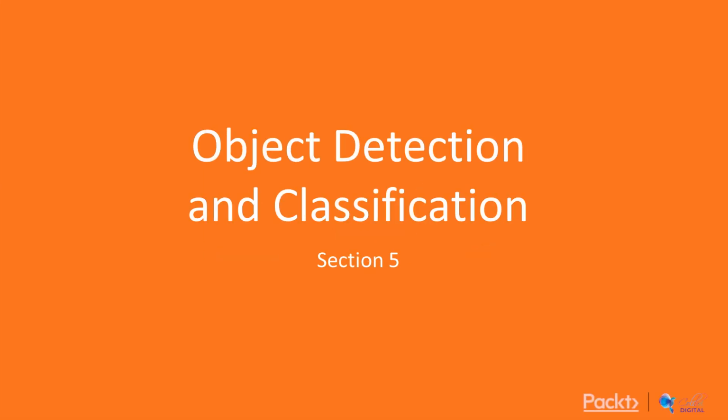Hey, what's up? So welcome back to Getting Started with Deep Learning. This is now section 5, where we're going to be looking at object detection and classification. So not only are we trying to recognize objects in an image, we're trying to also localize them in that image. So this is kind of a step above what we did in the previous section.